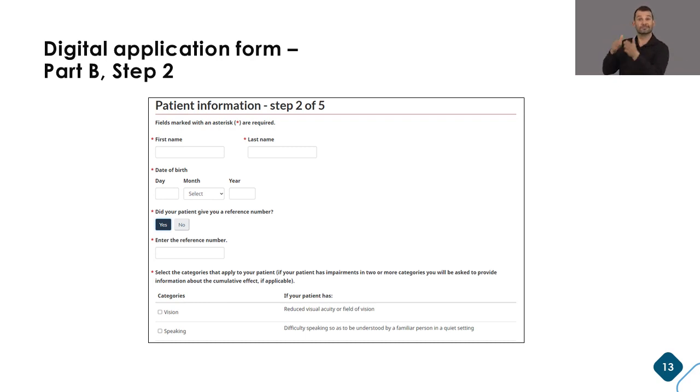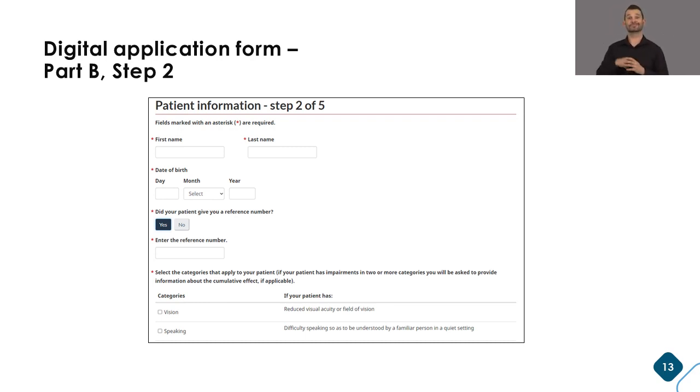If the medical practitioner doesn't have the reference number, they can still complete the form, but they will need to print, manually sign, and provide it to the applicant. The applicant would then need to submit the form to CRA.